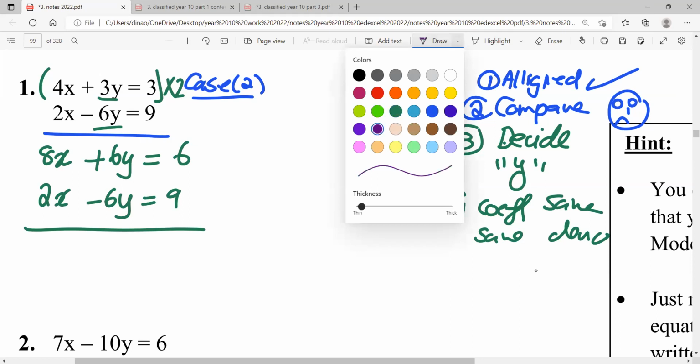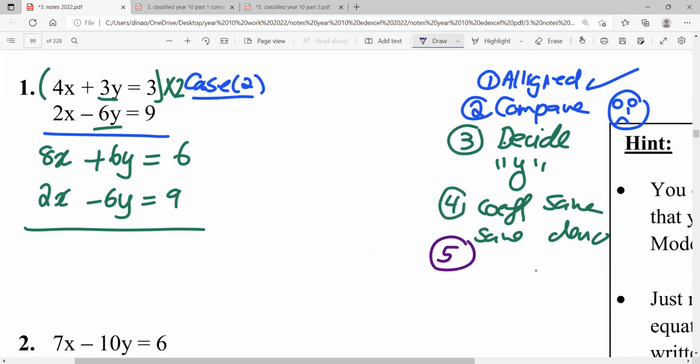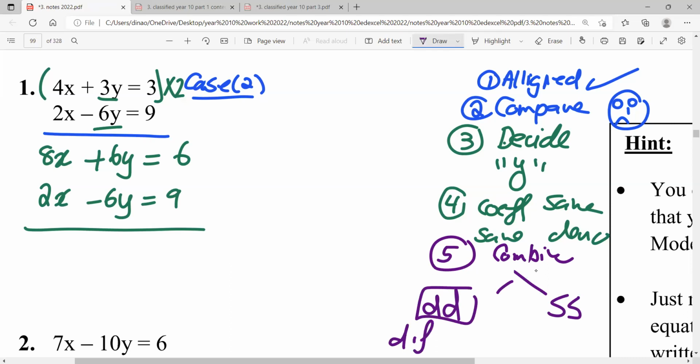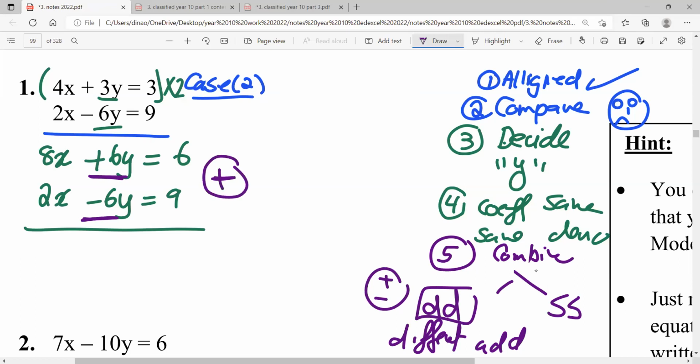And then I move on, from my opinion, to the most important step of the day, which is combining these two equations. يا إما دي يا إما SS. قلنا يعني إيه دي؟ يعني different add. يعني إيه different add؟ يعني if the signs of the letter that I am working on are different, يعني one positive and one negative, I add the equations. طبعا هناخد example كمان شوية على subtraction.